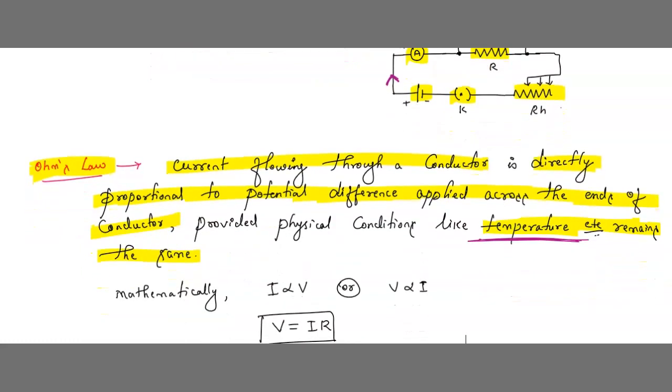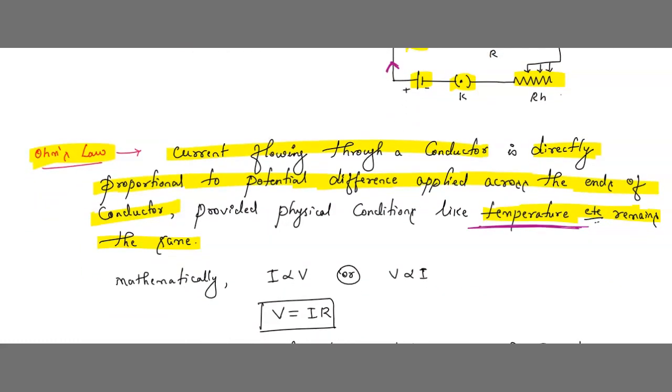So mathematically we can say that I is directly proportional to V. Can you see this, children? I is directly proportional to V, or V is directly proportional to I. It's so simple, right?